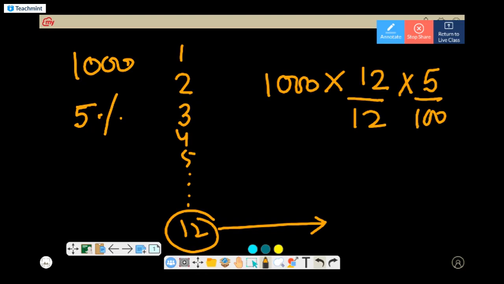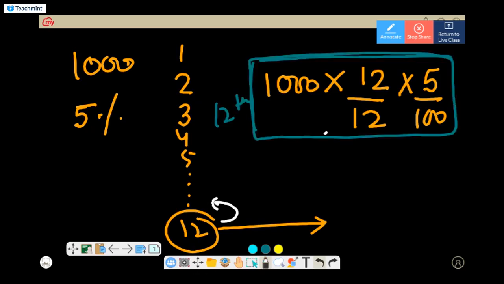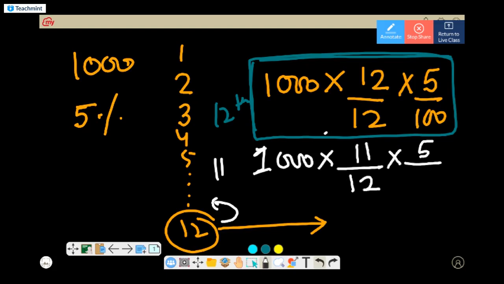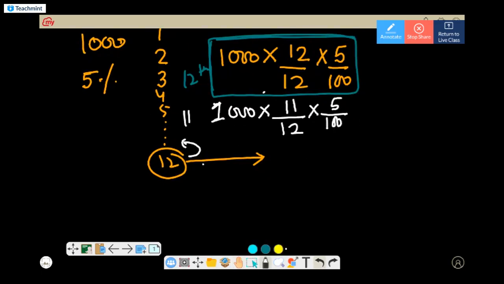But let's see why we have come across a new formula. Why are we replacing it with a newer formula? So this will be the simple interest for the 12th month. Like that, how much is the interest for the 11th month? The money in the 11th month was also 1000, and 11th month is 11 by 12. Rate of interest is the same, which is 5 by 100. Like that, you can keep calculating for 10, 9, 8, till 1.